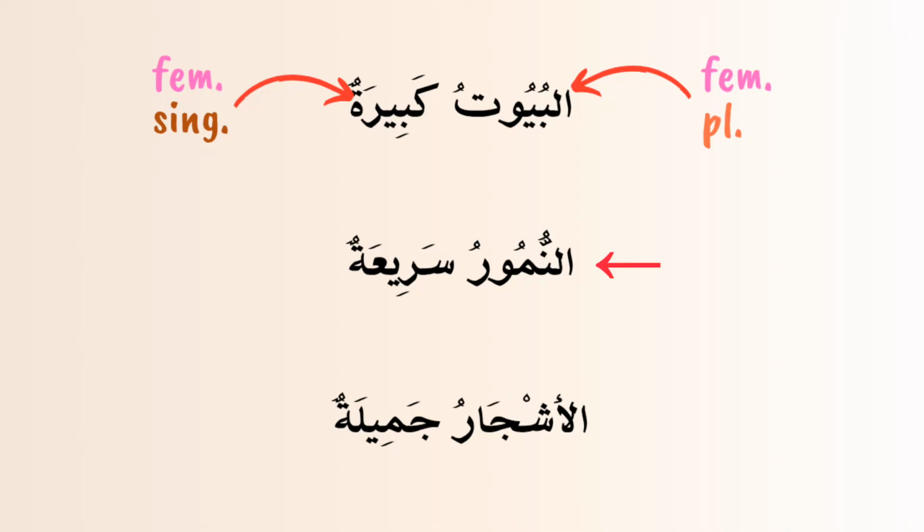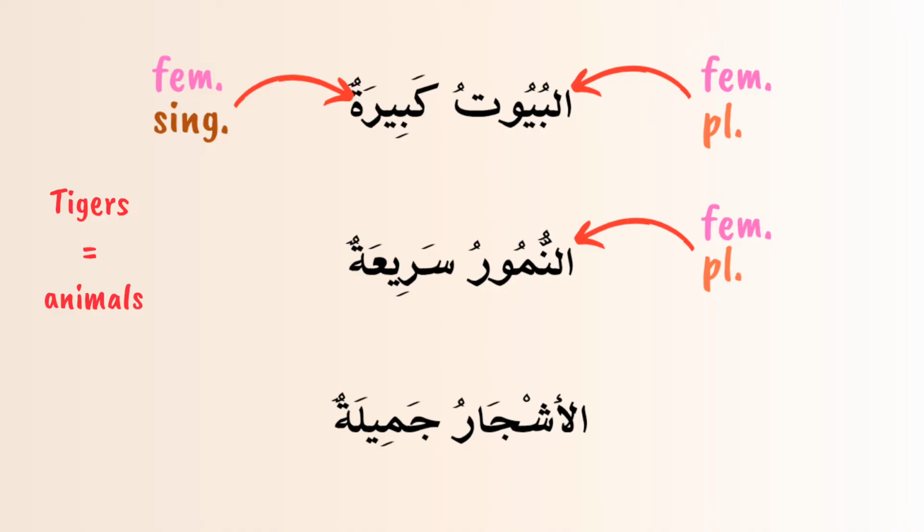Let's explore the second case where the predicate also remains singular. النمور سريعة. Tigers are fast. النمور is in its plural form, which makes it feminine. The same rule we have just discussed applies. Why? Because tigers are animals. Therefore, the predicate سريعة is feminine and it remains singular despite النمور being plural.